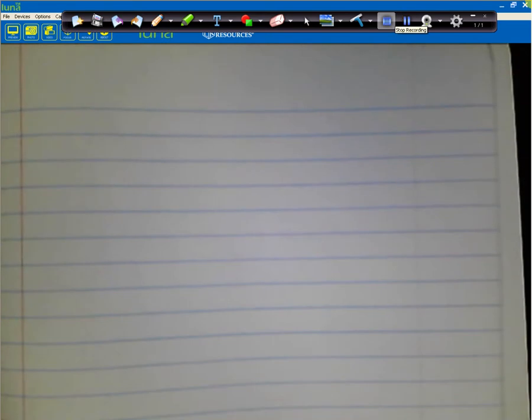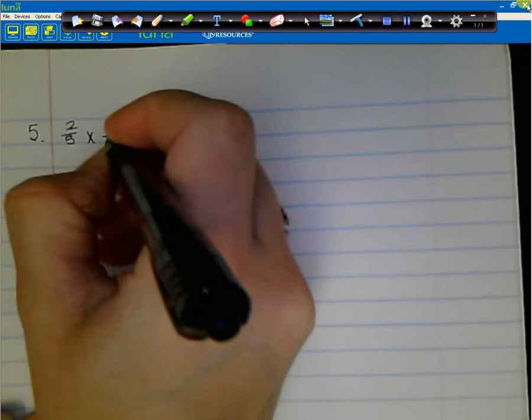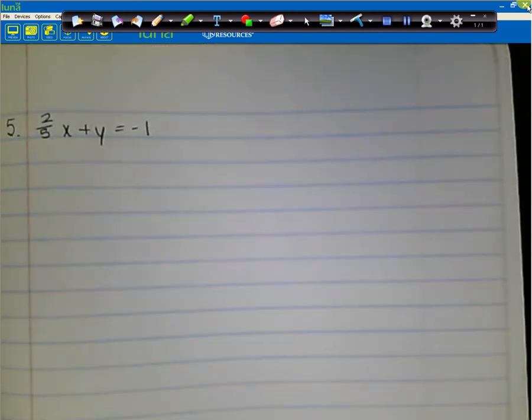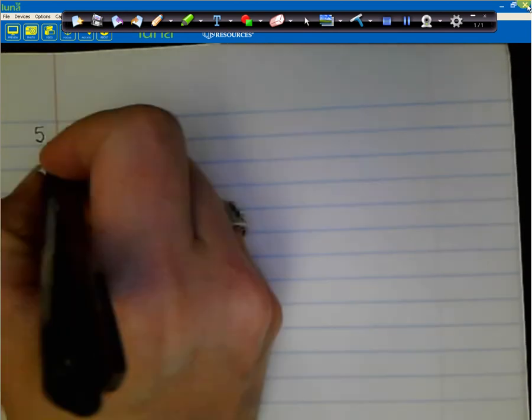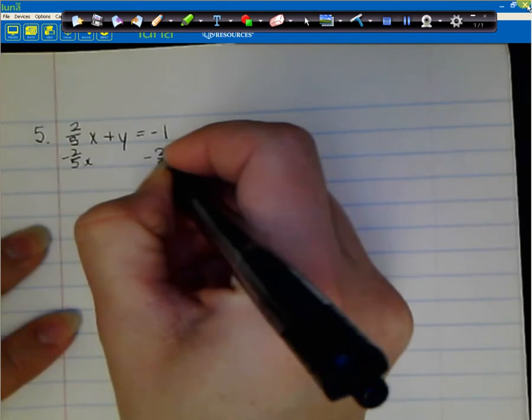All right, we're going to look at number 5 now. Number 5 says 2 over 5x plus y equals negative 1. So write that down: 2/5 x plus y equals negative 1. The first thing we have to do here is solve for y. So we're simply going to not panic because there's a fraction in the problem. We're just going to move our 2/5 x to the other side of the problem. So we're going to subtract 2/5 x from both sides.